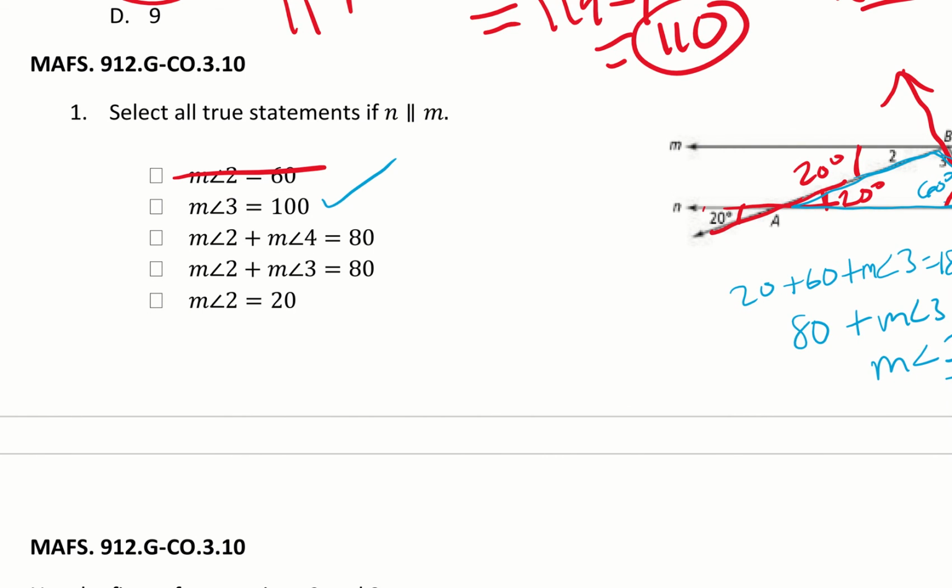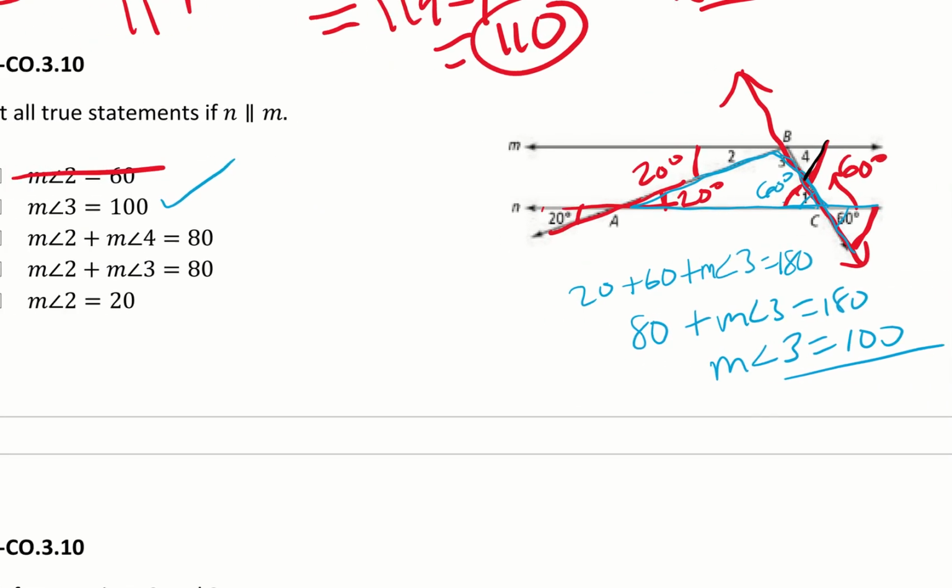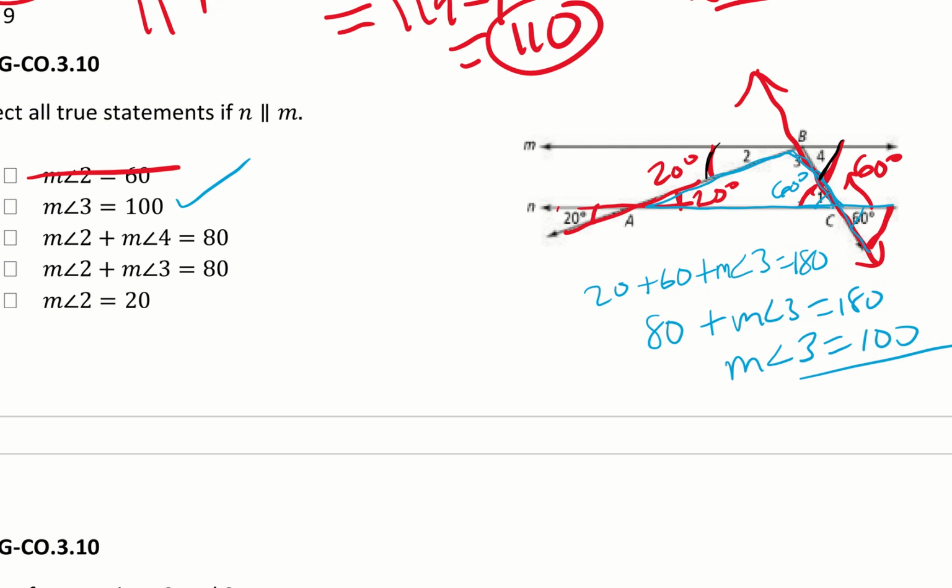Angle 2 plus angle 4 is 80. Well, we know angle 4 is 60. We know angle 2 is 20. So we have 20 plus 60 is 80. And yes, that is true.